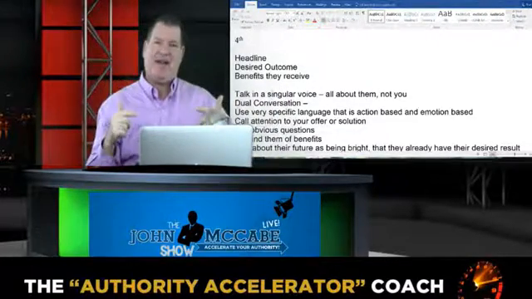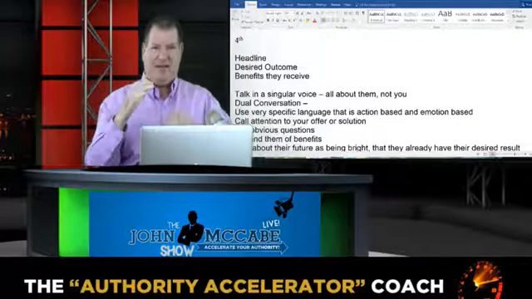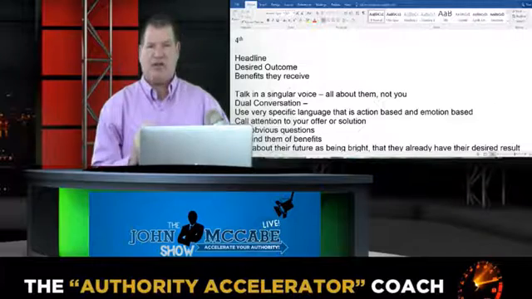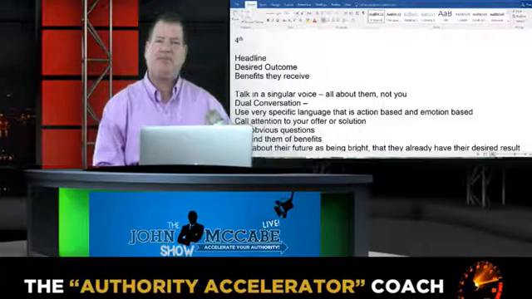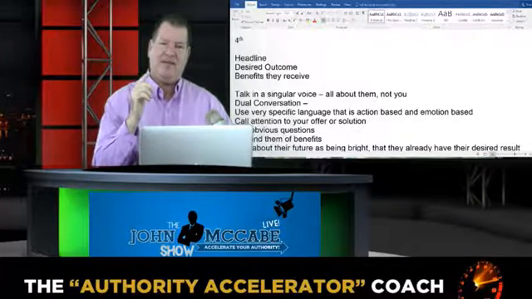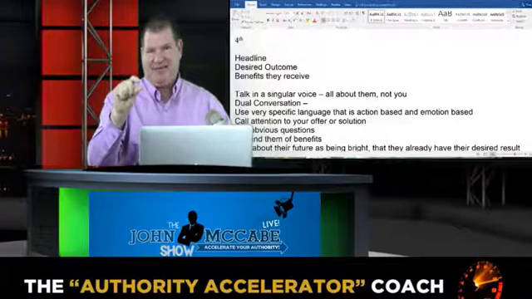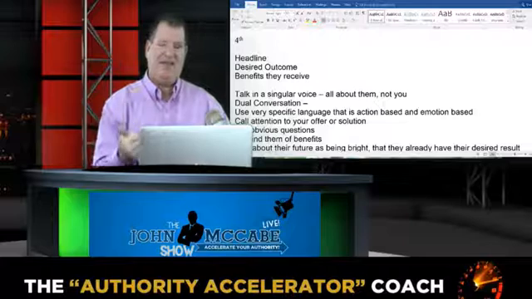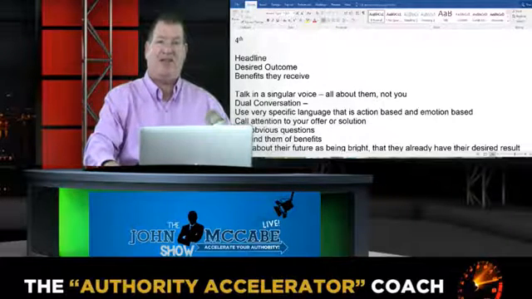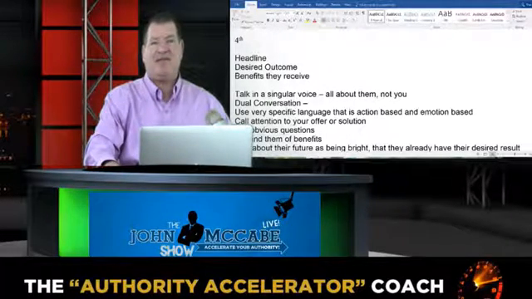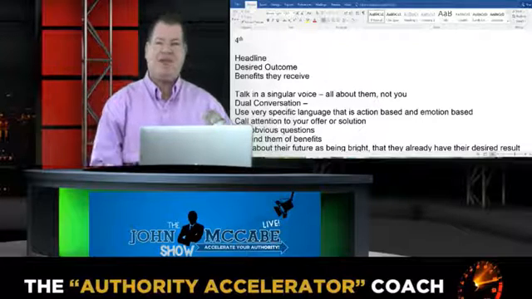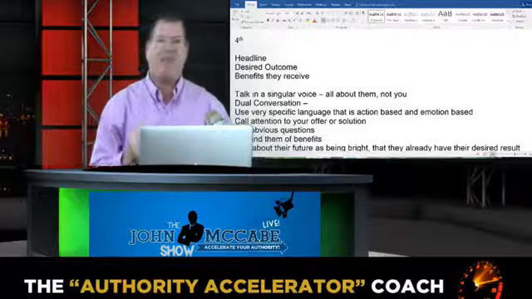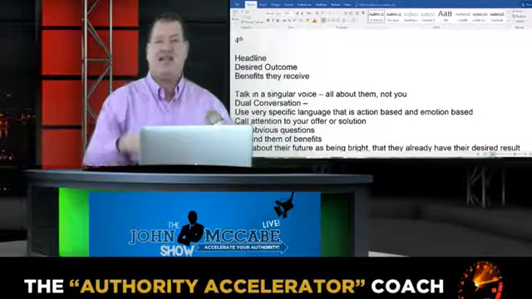And then you need to write the actual ad copy for the ad or the marketing piece, the flyer, the brochure, whatever it is you're going to write. You're going to write about the headline, but you always need to keep in mind the individual's challenges, their desired outcomes, and the benefits they're going to receive by working with you. A few other tips about writing your ad copy, just going to wrap up here: you need to talk in a singular voice.